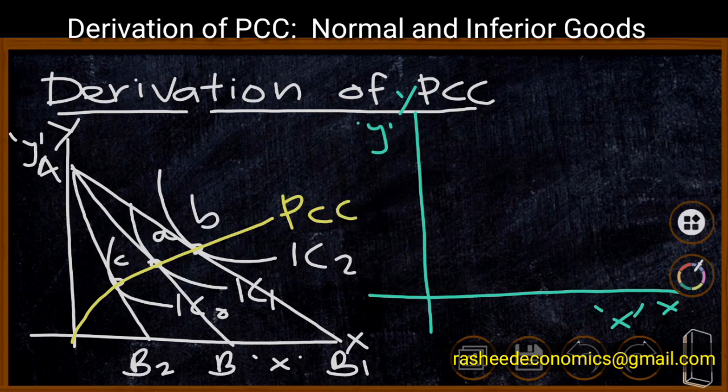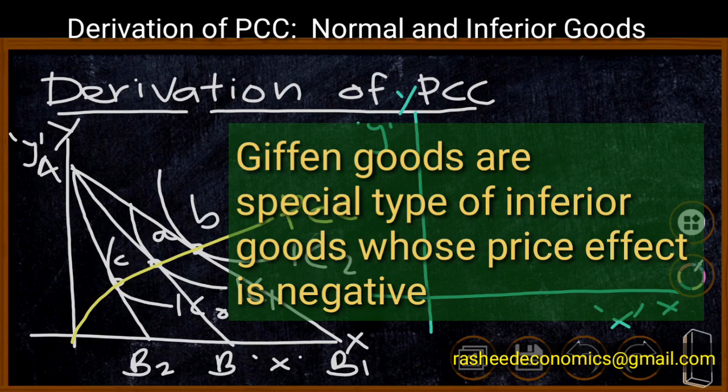A Giffen good shows an unusual relationship between price and quantity. To define, Giffen goods are a special type of inferior goods whose price effect is negative.